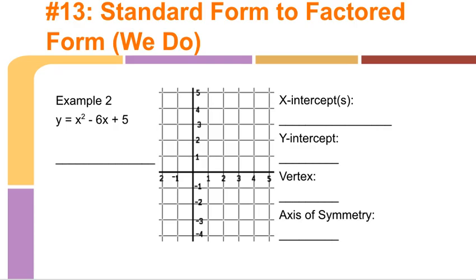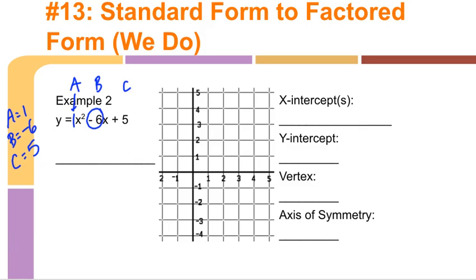Okay, so for the second example, again, I'm going to label A, B, and C. In this case, A is equal to 1, remember, because there's nothing in front of it. B is equal to negative 6. Notice how I include the sign before it. And then C is equal to positive 5.